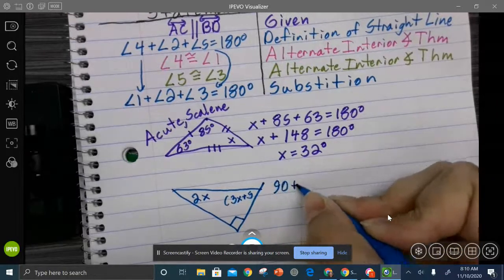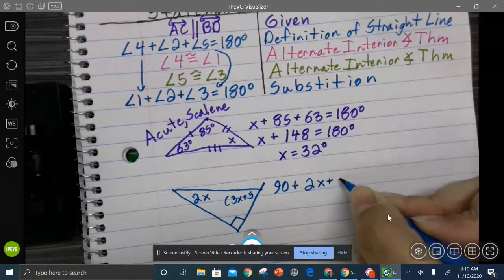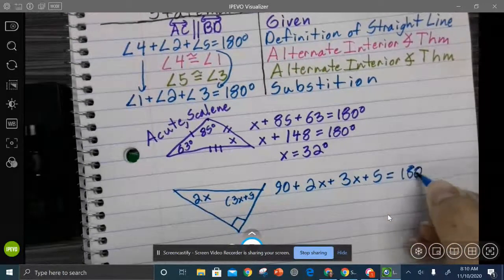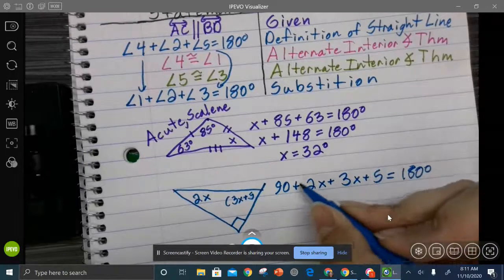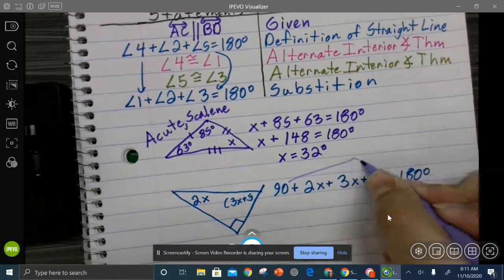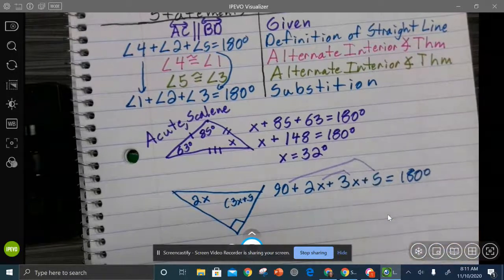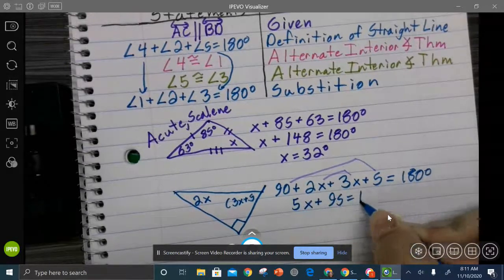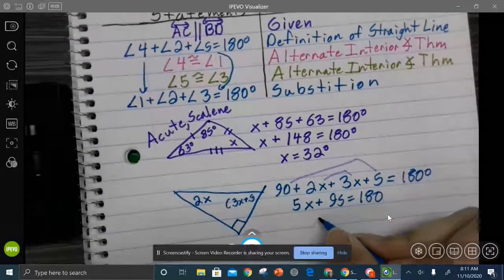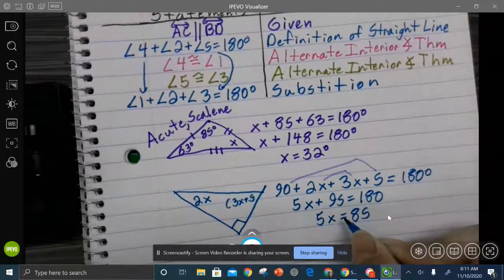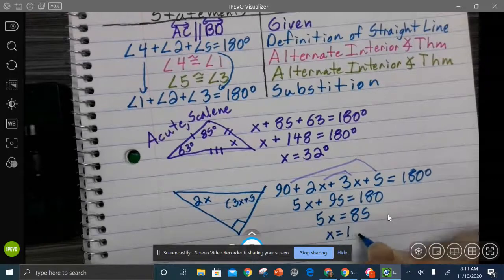So 90 plus 2x plus 3x plus 5 is equal to 180. Okay, we're going to combine like terms, so we're going to combine the numbers, combine the x's. So we're going to get 5x plus 95 is equal to 180. Subtract 95 from each side. Okay, and we get 85. 85 divided by 5 is 17.